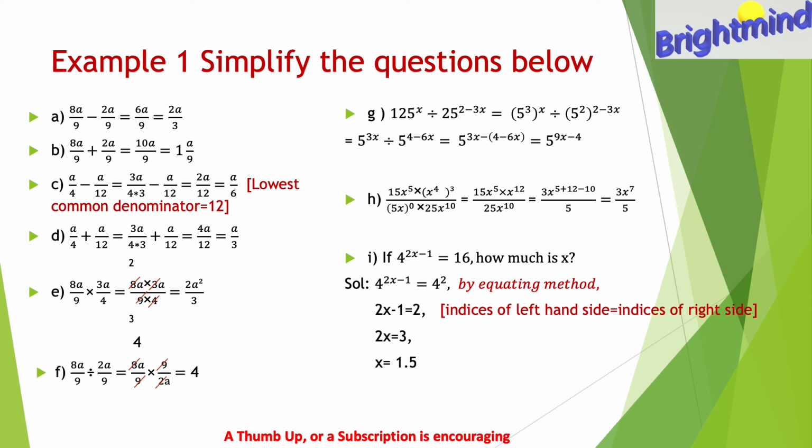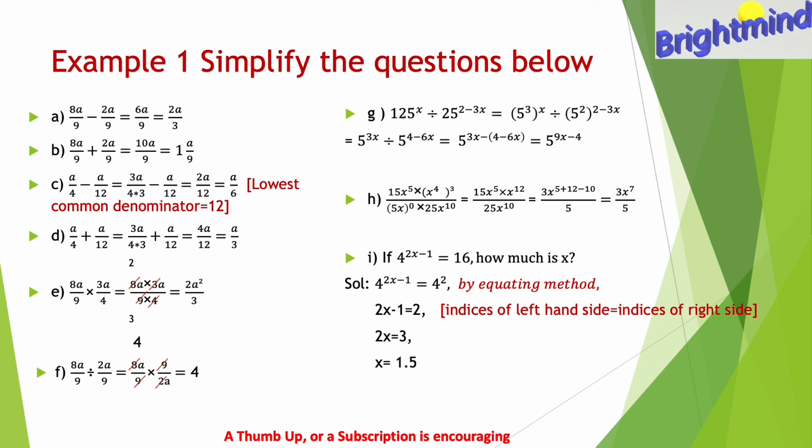I. If 4 to the power of 2x minus 1 equals 16, how much is x? See, this is a solving equation question. The basic method we're going to use is called the equating method. Because 16 is 4 to the power of 2, I rewrite the equation as 4 to the power of 2x minus 1 equals 4 to the power of 2. Because the left-hand side equals the right-hand side, and they both have the base 4, the indices are equal.